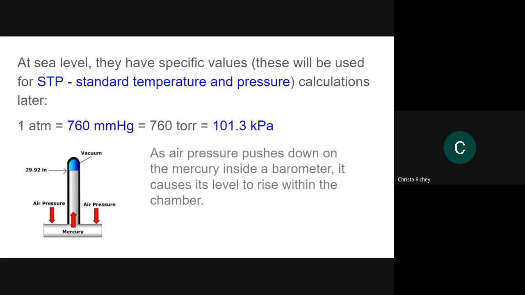This is an old school barometer. The one that I showed you that I picked up over there is a dial, but it basically works the same way inside, where the air is pushing down on the mercury, which is inside the barometer, which then forces it to rise in a column that we can measure, sort of like taking temperature, but it's not temperature, it's pressure.